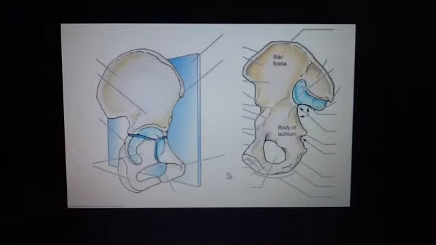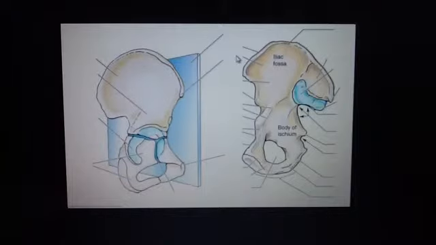Okay, so these are some of the structures. Again, here is the ala of the ilium, and this is a very important part right here. This is the anterior superior iliac spine, which is very useful when you are trying to figure out pain coming from appendicitis. You make a line with the umbilicus, if you remember, and you can figure out where the appendicitis is, where the pain is coming from.